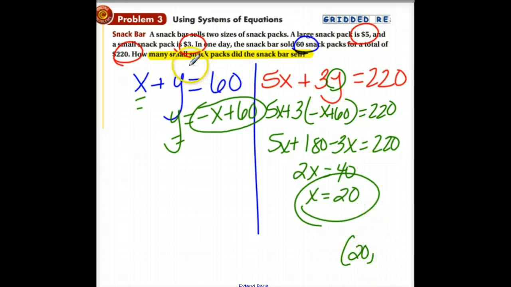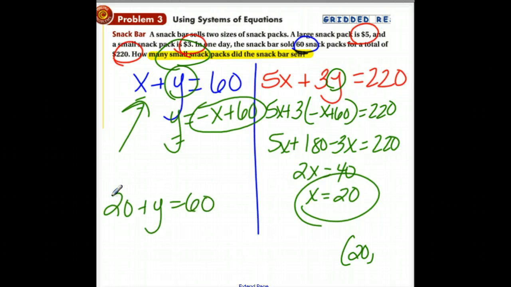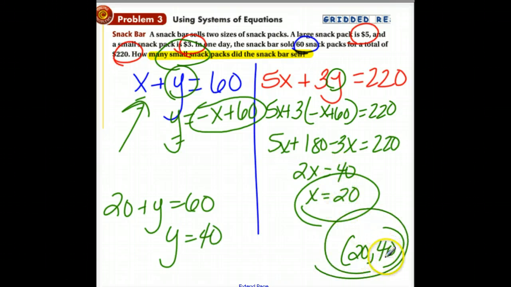Now to find y, because they want to know about the small ones, which we labeled with y, we need to put 20 into our equation. I'm going to use this one: 20 for x plus y equals 60. If I subtract 20, y equals 40. 20, 40 is the solution. To answer the question, we sold 40 small snack packs.